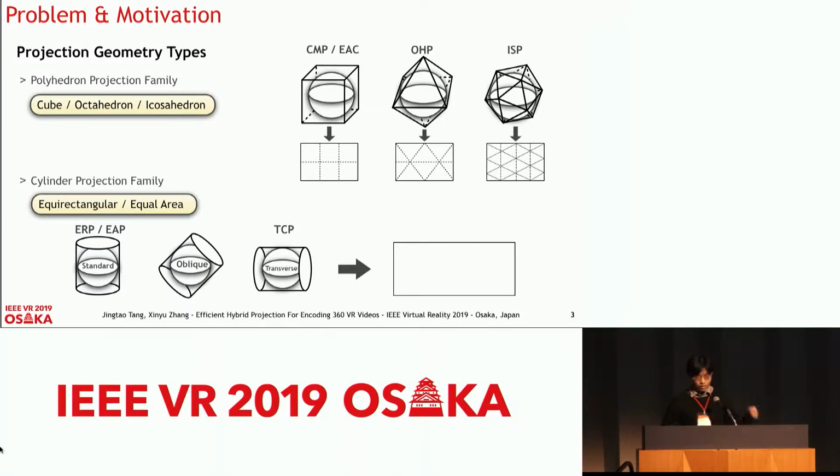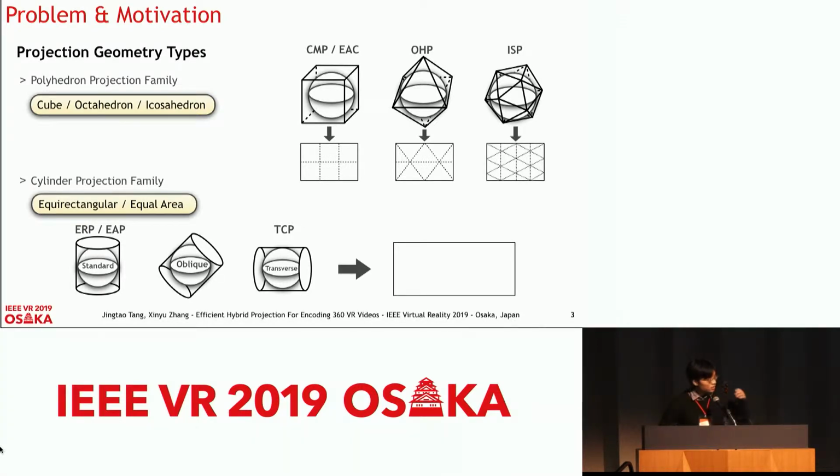Talking about the projection geometry types, there are mainly two categories. The one is the polyhedron family. You can see the cube-like, octahedron-like and hexahedron-like geometries. And the other one is the cylinder projection family. According to the orientation of the cylinder, it can be subdivided into three different types. You can see how the geometries look, and how they expand into a 2D plane.